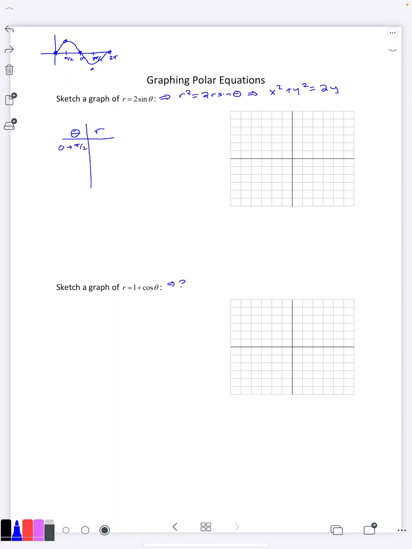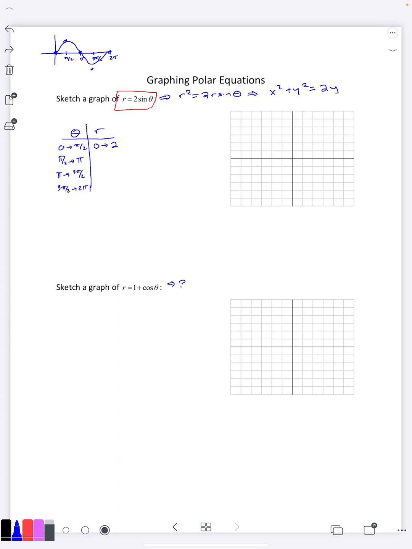And we're going to say theta starts out at 0 and goes to pi over 2. What happens to r? When we go from pi over 2 to pi, what happens to r? When we go from pi to 3 pi over 2, what happens to r? And when we have 3 pi over 2 to 2 pi, what happens to r? So we're going to use the formula we're given, r equals 2 sine theta. So when we plug in 0, we get r is 0. When we plug in pi over 2, we get 2 here.